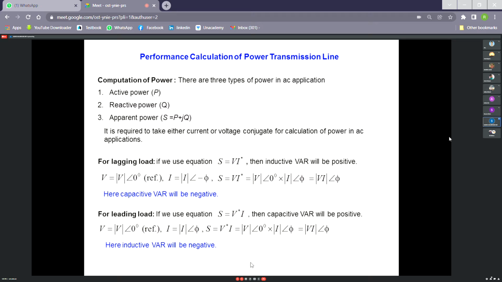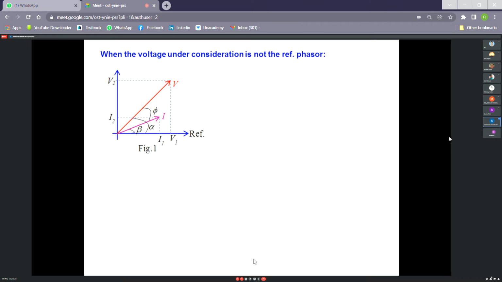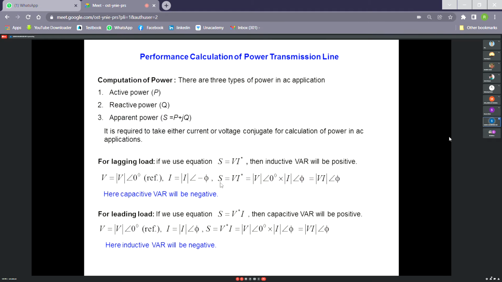Have you understood? Yes, ma'am. Yes, ma'am. So now you see why we take conjugate.